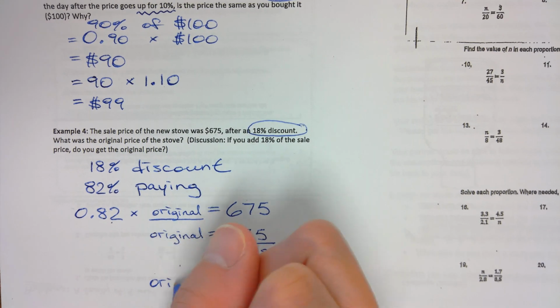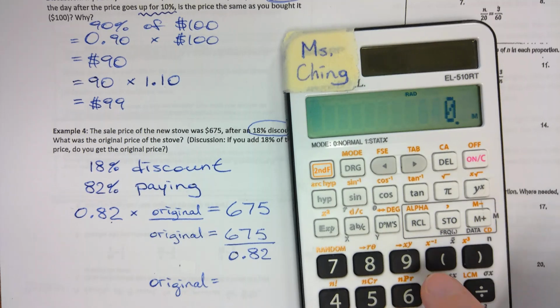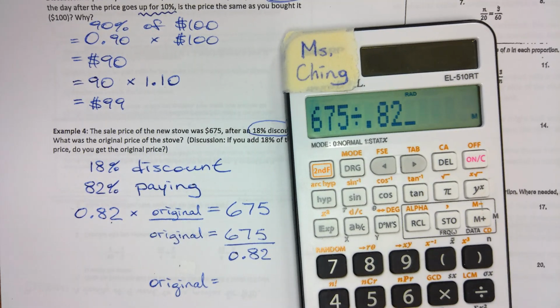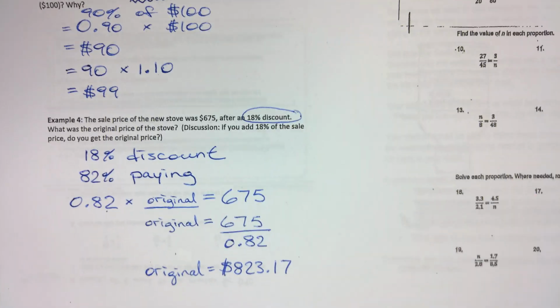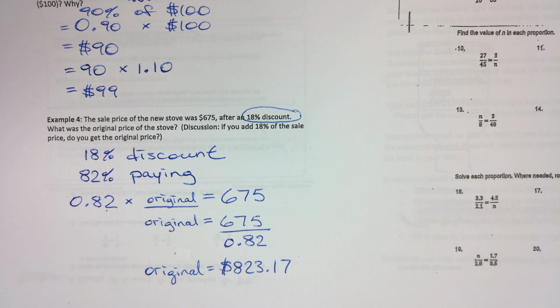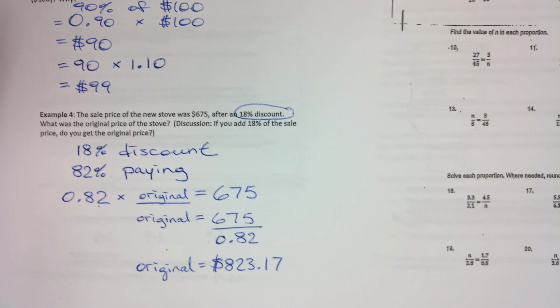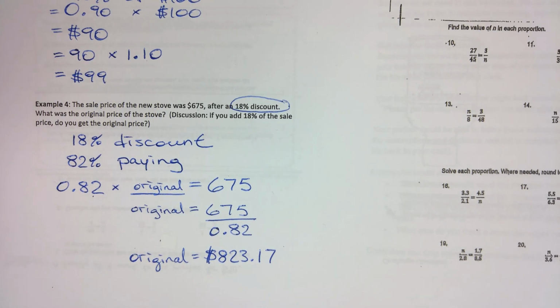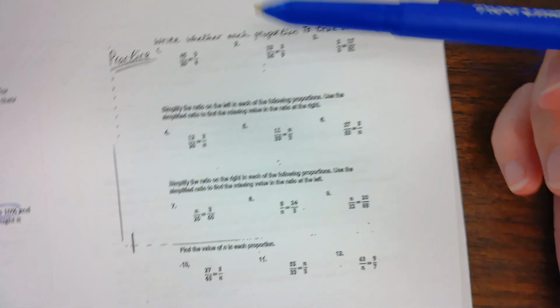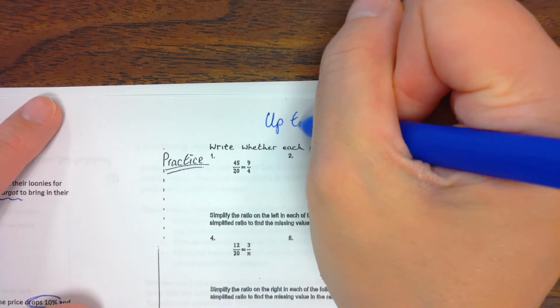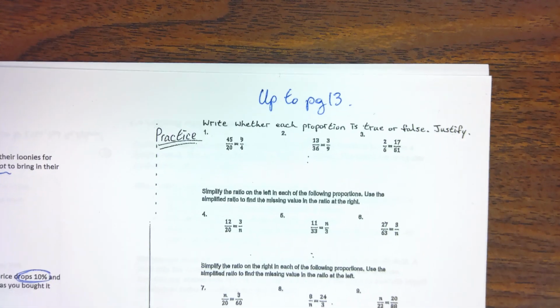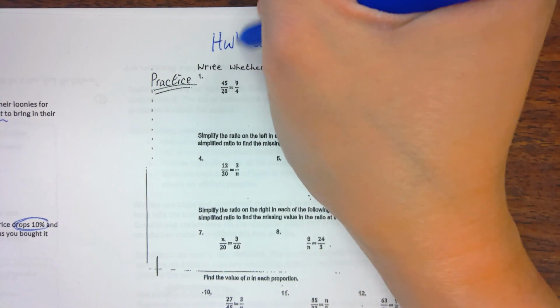And so the original price is 675 divided by 0.82, which is $823.17. So that's the lesson. A nice short lesson today because it is a short class. We went over a couple of different types of examples. For homework, it's going to be pages 10, 11, 12, and 13. So work up to page 13.